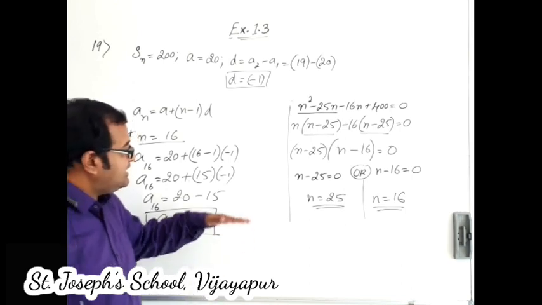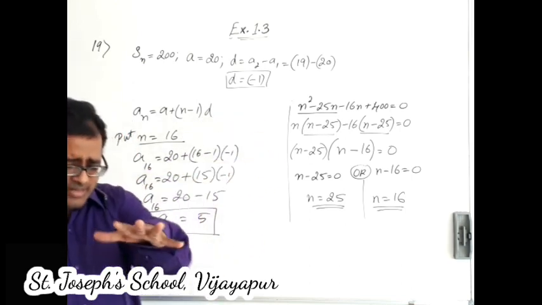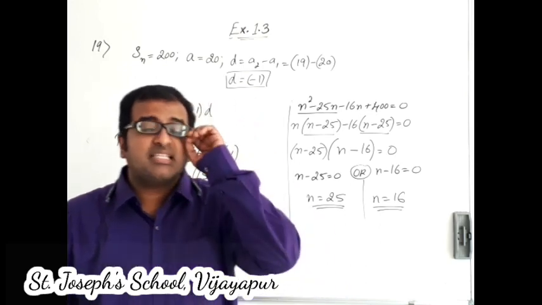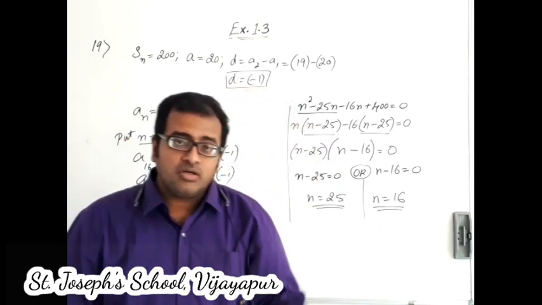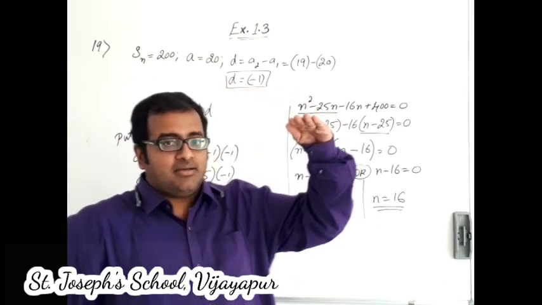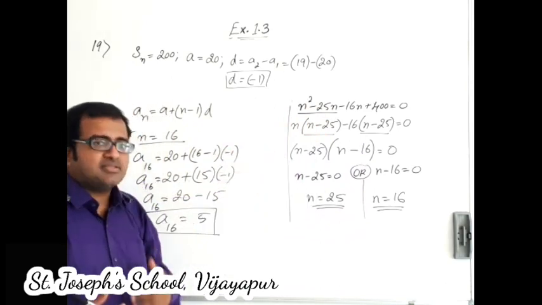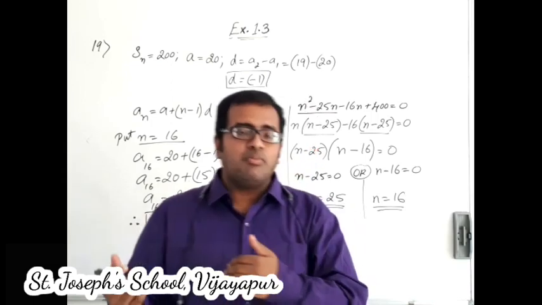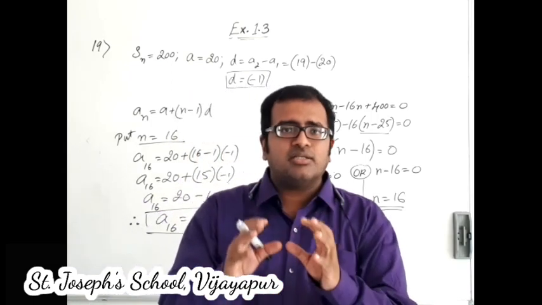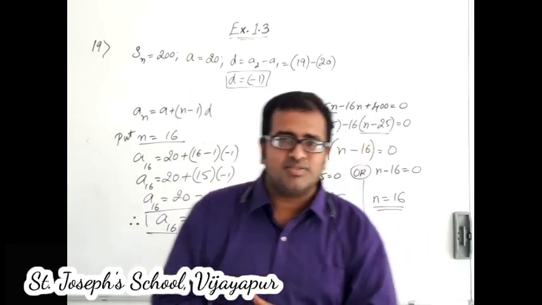So there are 16 stacks of logs. You can just write a statement at the end. There are 16 stacks of logs, and in the 16th stack on the top there are 5 logs. You can repeat this statement and check once more. You can just go back in the video and check, and these are the statements you have to write. Hence the answer. Thank you.